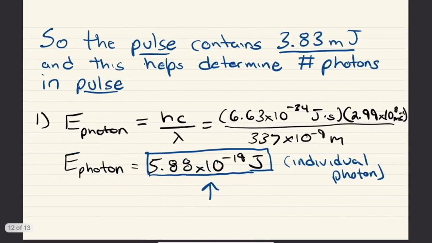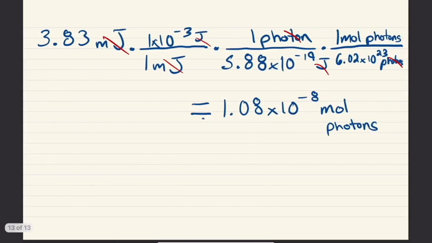So again, really quickly, the pulse contains an amount of energy that is directly proportional to the number of photons. To determine the number of photons, we utilize this very first calculation to determine the energy of the photon, and then we utilize dimensional analysis to convert the energy of the pulse to the number of moles of photons.